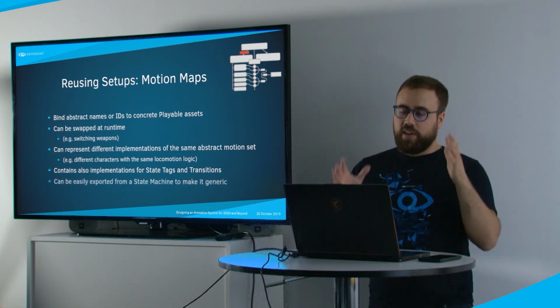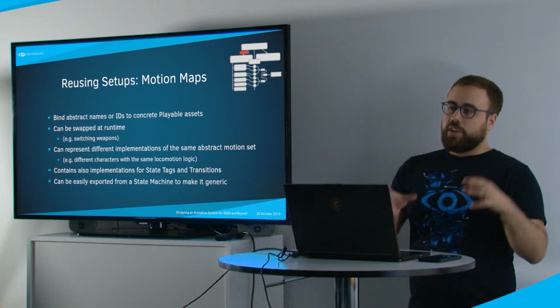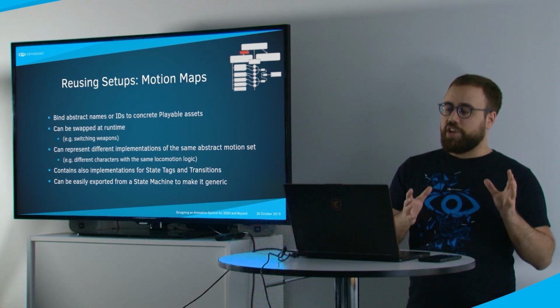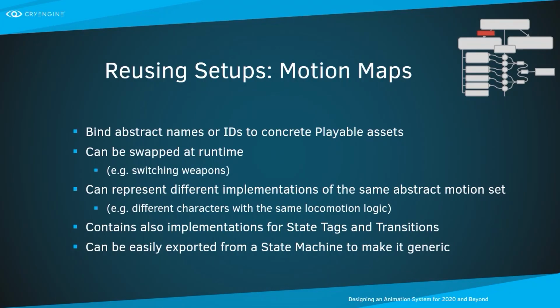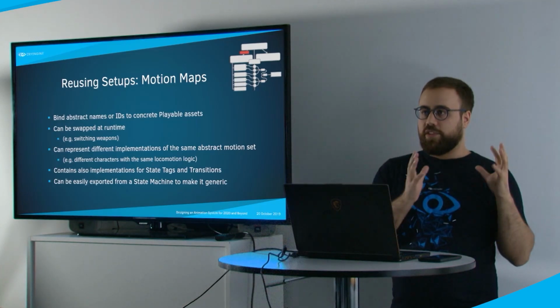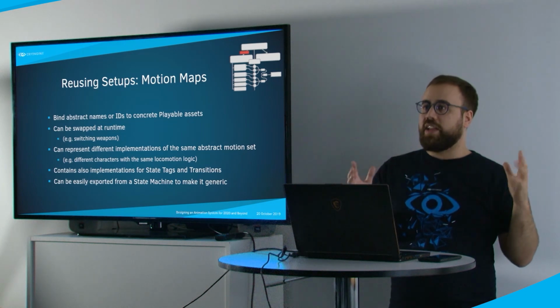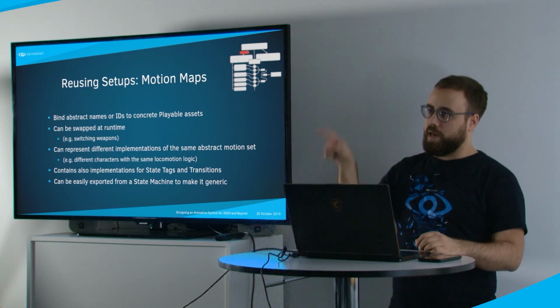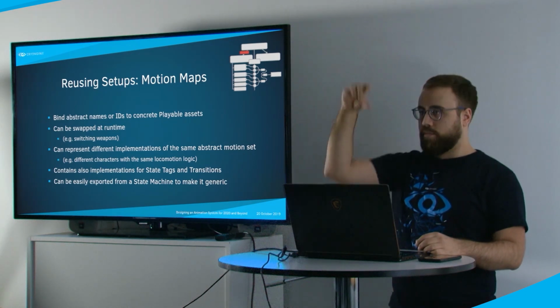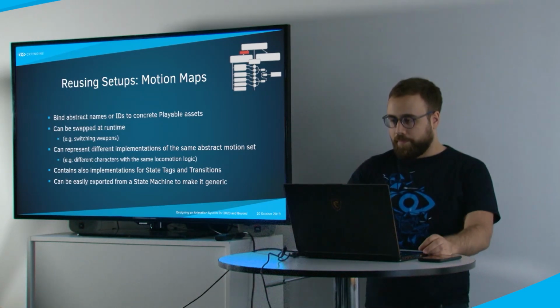So what we do is that we allow the user to easily export a state machine out into a motion map. So all of the stuff you set up in your state machine can be exported into a motion map, and then the state machine just becomes a high-level generic set of states, without any implementations. So you can separate your state machine into two parts, basically, and then for this you can create additional motion maps in parallel to this original motion map, and you can swap them in and out.